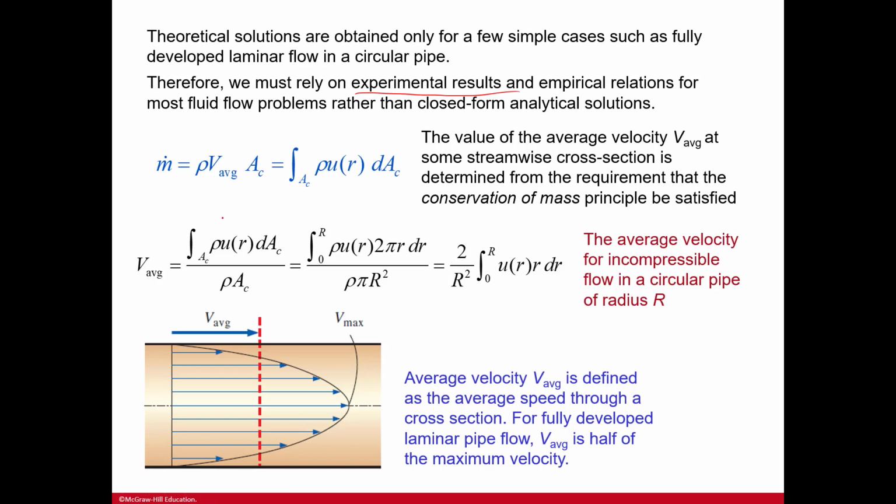Here are some formulas. We've got a mass rate, okay? Average velocity here for incompressible flow in a circular pipe with a radius, okay? So just some formulas here. And again, the value of the average velocity at some streamwise cross-section is determined from the requirement that the conservation of mass principle be satisfied.